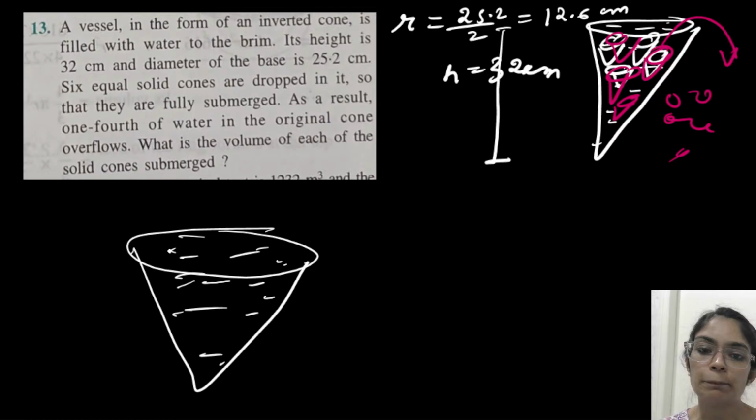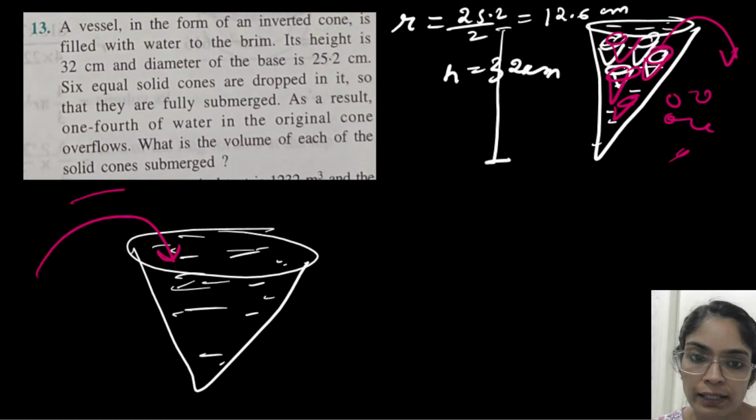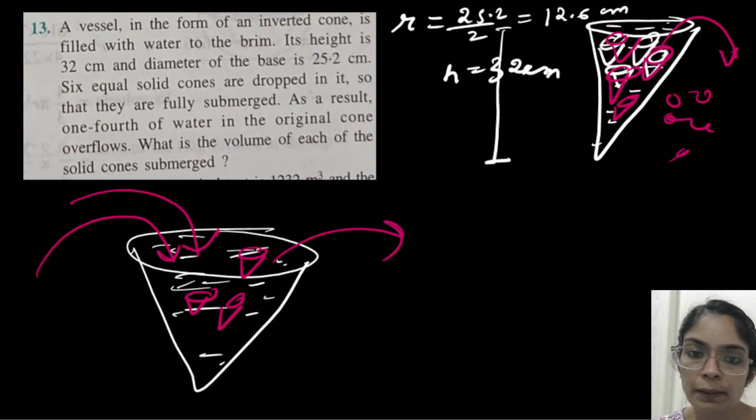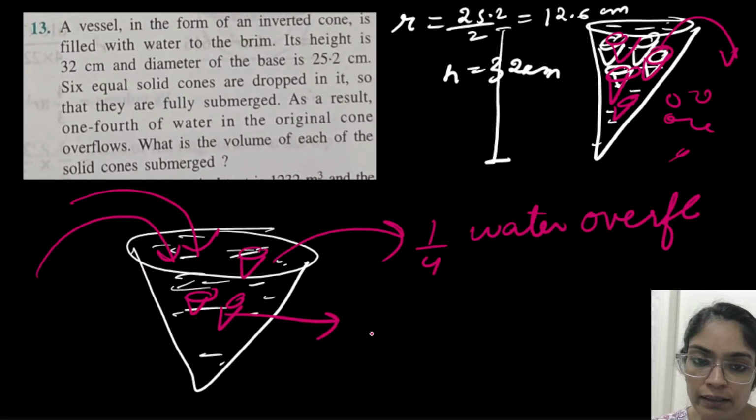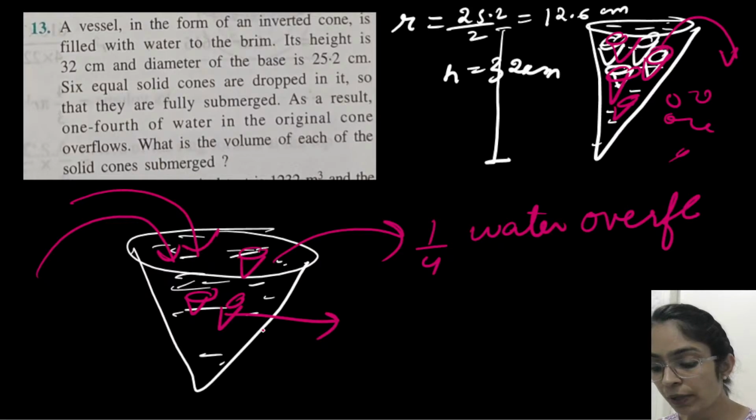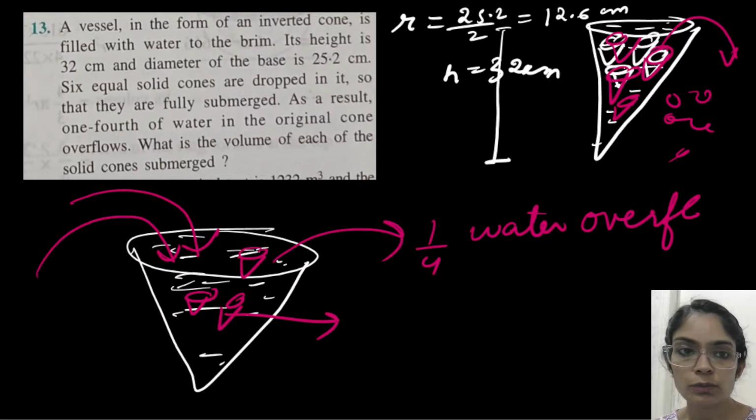Means up to top it's filled with water. So in this, 6 equal cones are dropped. When the cones are dropped, water flowed out. So 1/4 of the original water overflowed. So we have to find the volume of the cone which is dropped into the water. Is this question clear? So this is what is given to us.